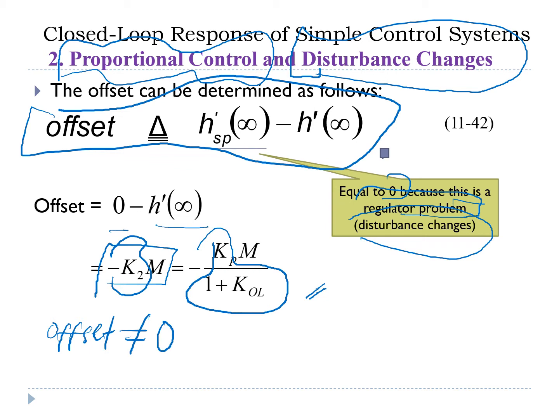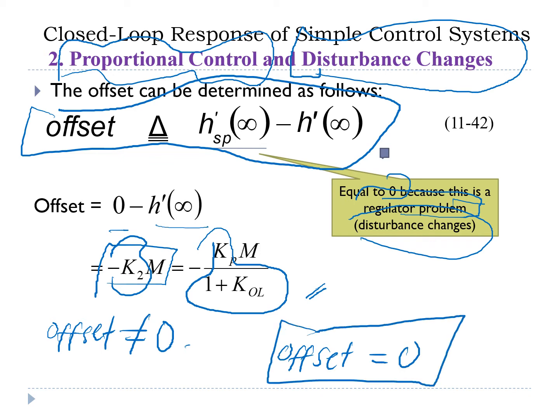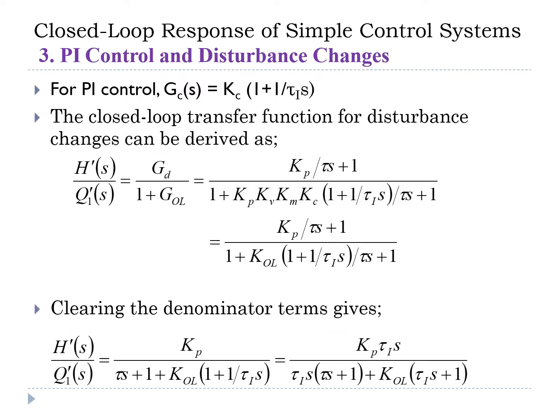So to eliminate the offset, we need to use an additional control mode, which is the integral control. So we need to integrate the integral mode into the proportional only controller so that this offset can be eliminated, meaning that your offset becomes 0. So we want the offset to be equal to 0. Okay, so one way to eliminate the error is by using the integral mode together with proportional control, right?